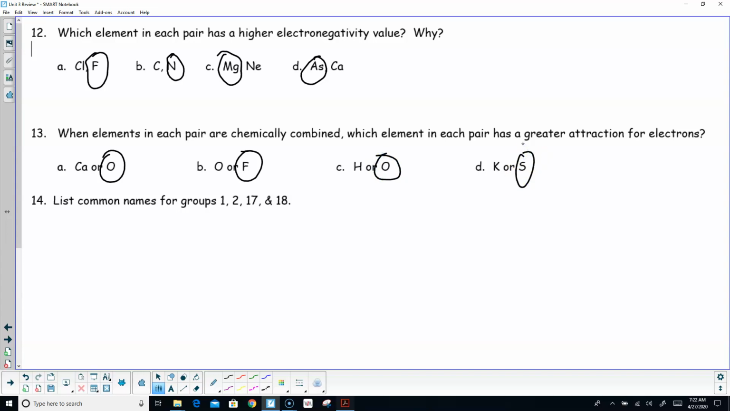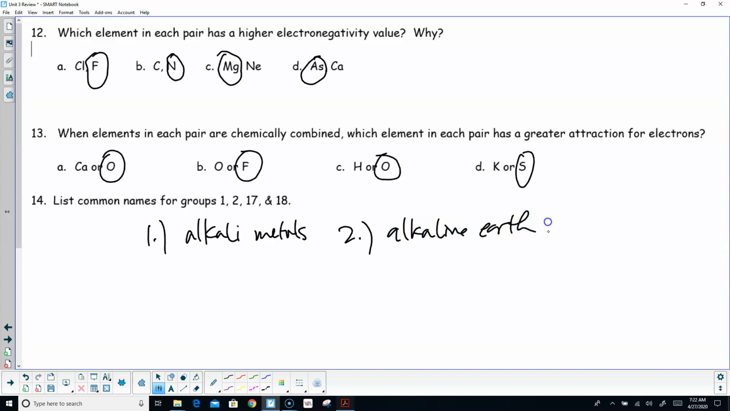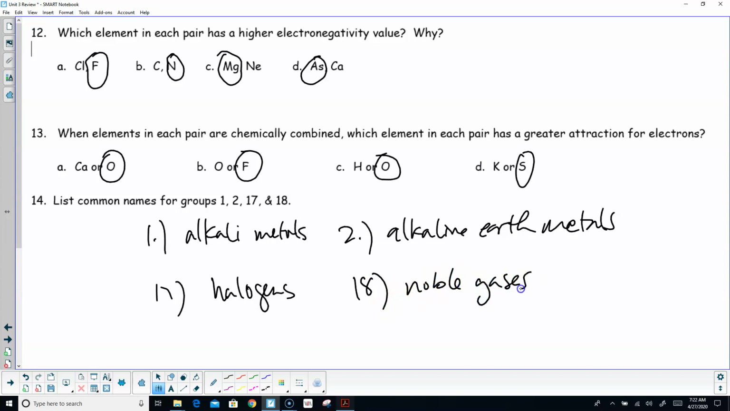Common names for groups 1, 2, 17, and 18. Group 1: alkali metals. Group 2: alkaline earth metals. Group 17: these are called the halogens. And then group 18 are the noble gases.